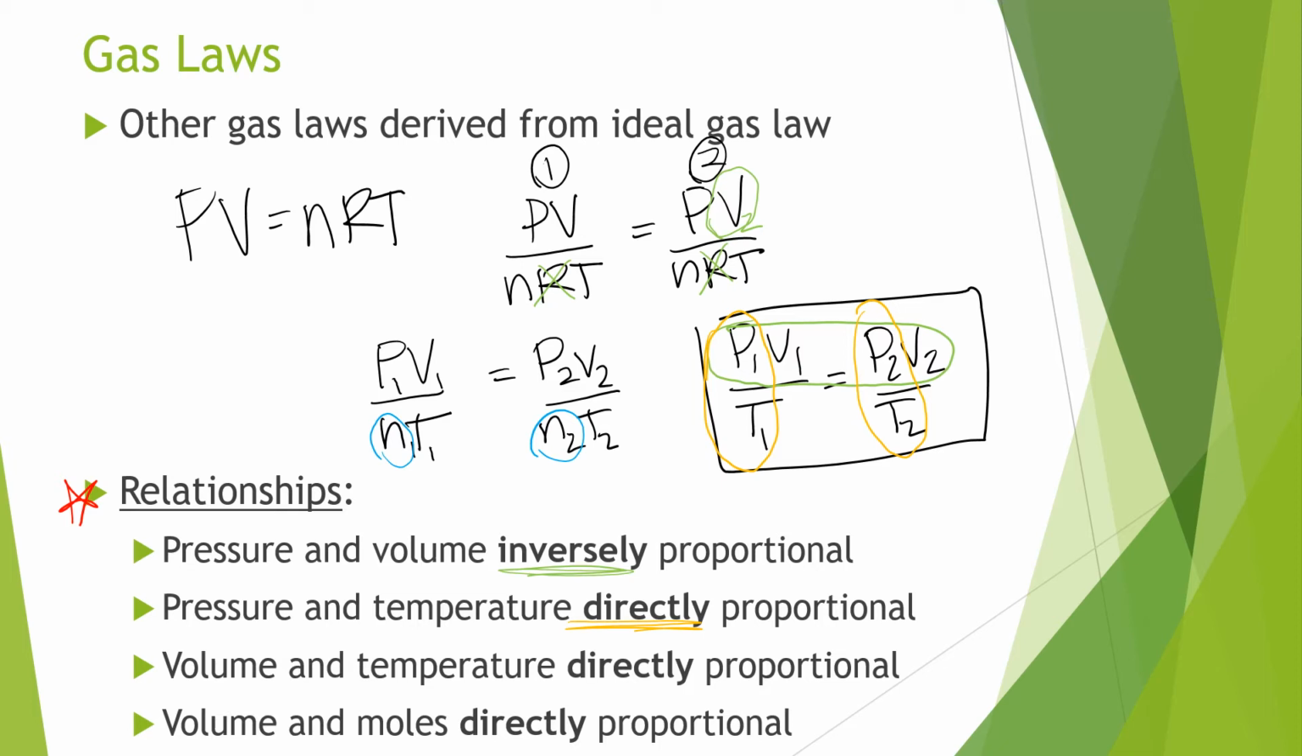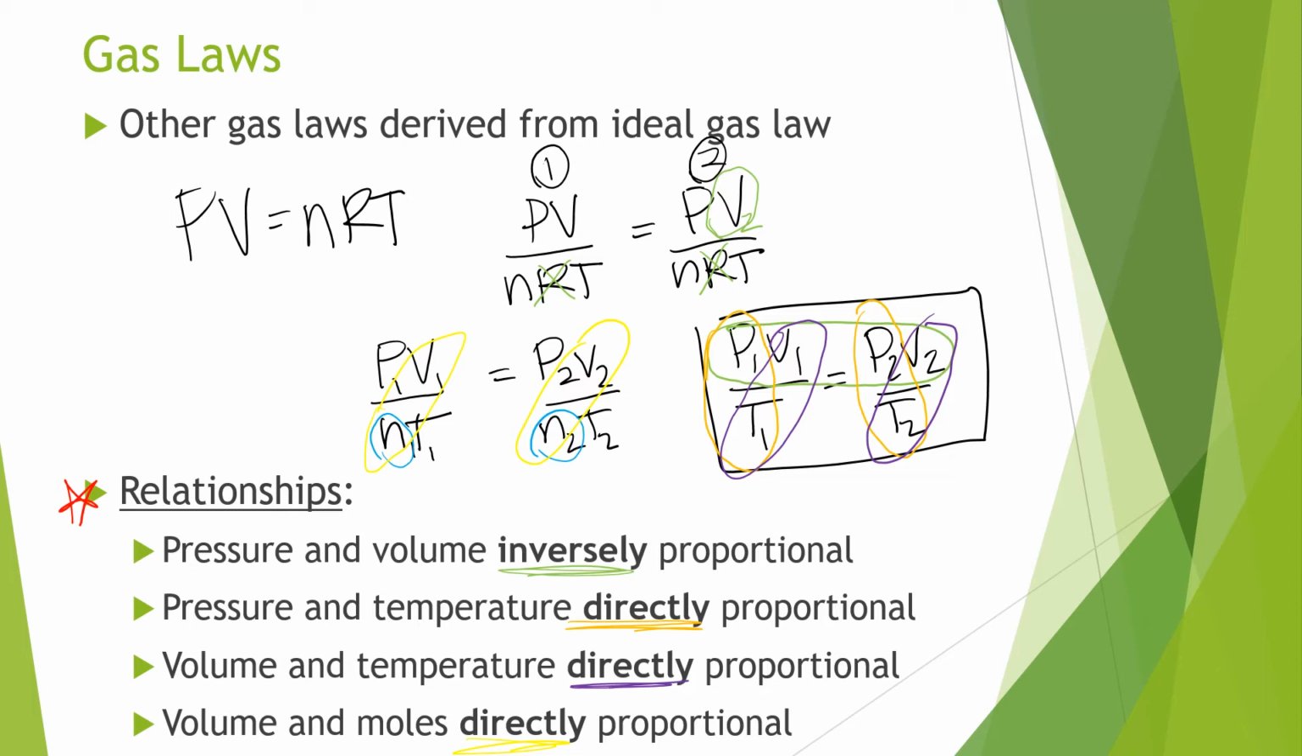Now, if we want to isolate volume and temperature, they are also directly proportional. As the temperature goes up, the volume is going to go up as well, and vice versa. Our last one, it would make sense that volume and moles are directly proportional. The more moles of the gas we have, the more volume it's going to take up.